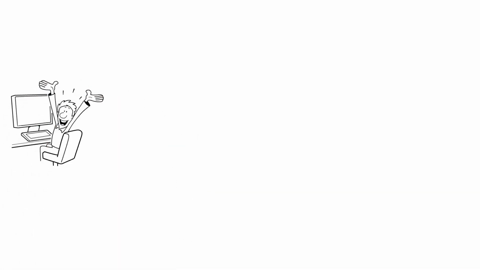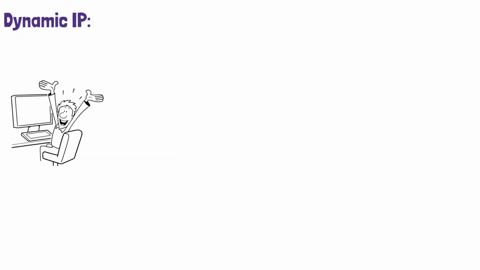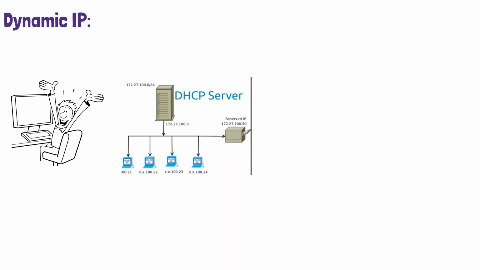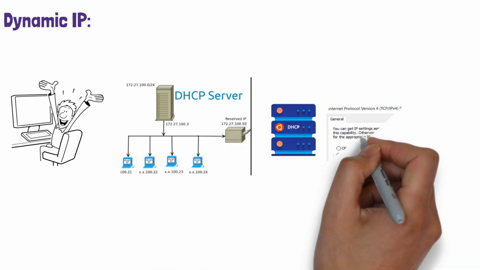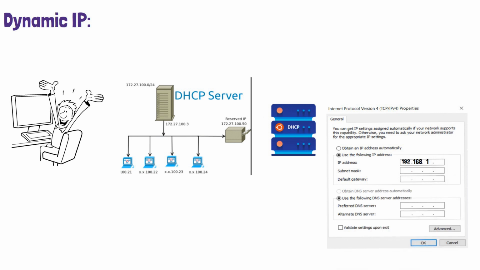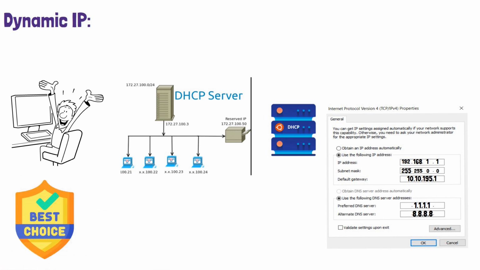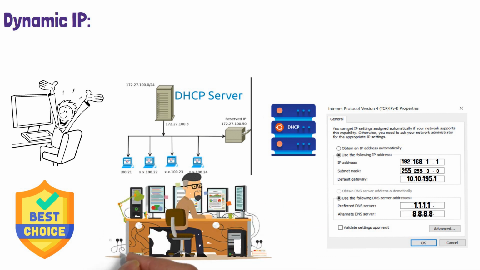There is a better and easier way to assign a computer an IP address, and this is called a dynamic IP, where a computer gets an IP address automatically from a DHCP server. DHCP server automatically assigns a computer an IP address and also assigns subnet mask, default gateway, and a DNS server. Therefore, DHCP server is the best choice because it's automatic and it makes managing a network a lot easier.